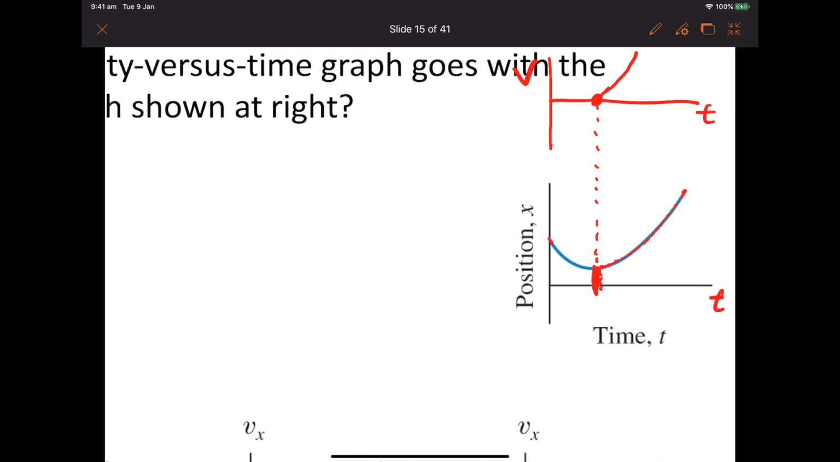From here to here, the slope is positive. Here the slope is negative. So you're talking about the slope. So this is negative. I don't know, but it's just plotted. So therefore, which one should be the answer?